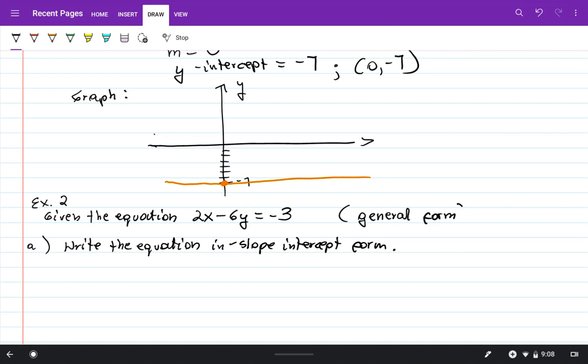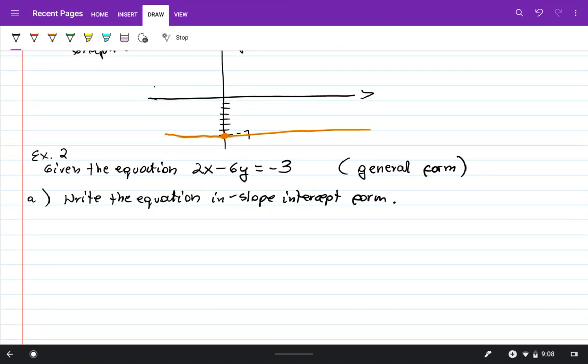So general form, as I mentioned, is not useful at all, because from general form, you cannot tell me what is the slope and what is the y-intercept. That's why in part A, I want you to write the equation in slope-intercept form. So what we're going to do? We're going to take that equation and solve it for y. When you solve it for y, that will take you straight to the slope-intercept form. So we need to isolate y.